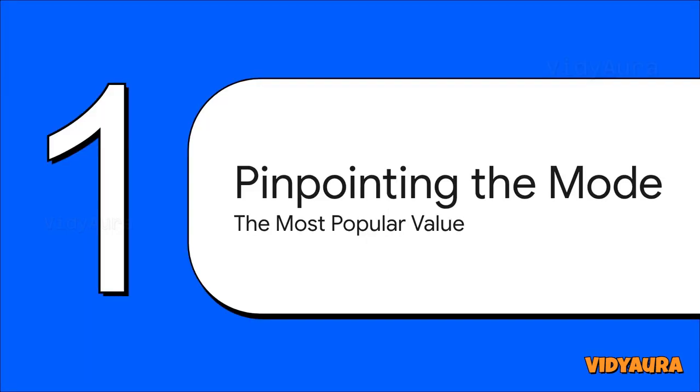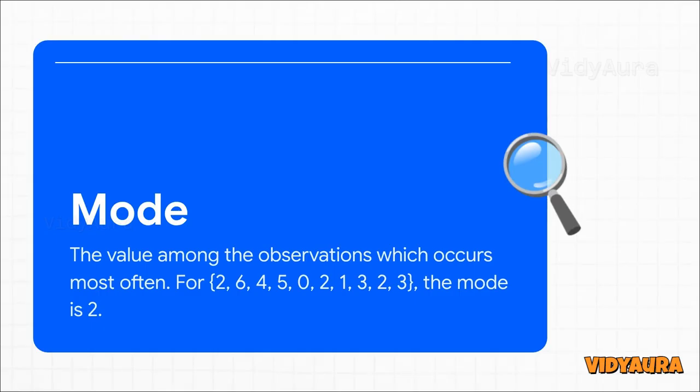Okay, first up, let's talk about pinpointing the mode. All mode really means is the most popular, most frequently occurring value in any set of data. For a simple list of numbers like this one, finding the mode is a piece of cake. You literally just look for the number that pops up the most. In this list of scores, the number 2 shows up 3 times, more than anything else. So boom, 2 is the mode.